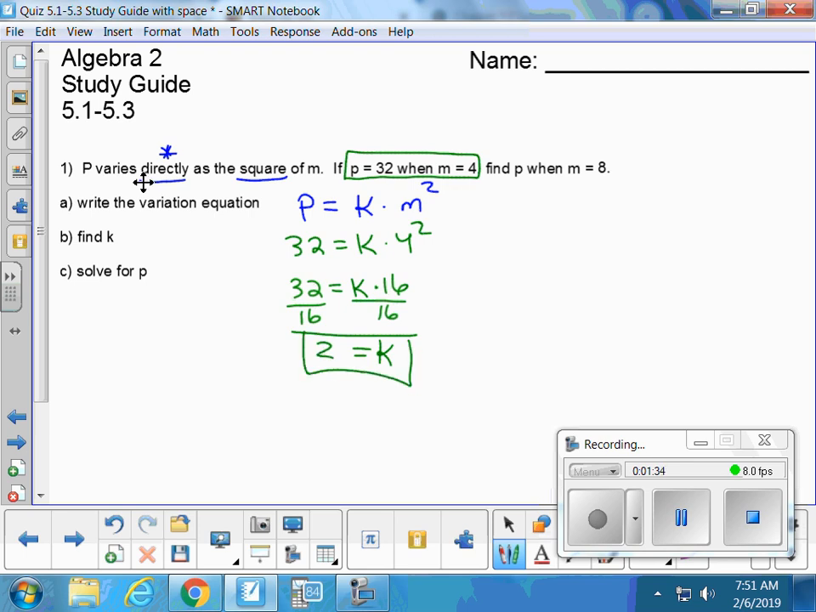You're going to have 3 answer blanks here. Answer blank A, answer blank B, and now we're going to do answer blank C. They don't have an answer blank for that pink step, but I always make you do it. The pink step is just rewriting your original equation with the 2 in for K. And now we're on our black step, finding P when M is 8.